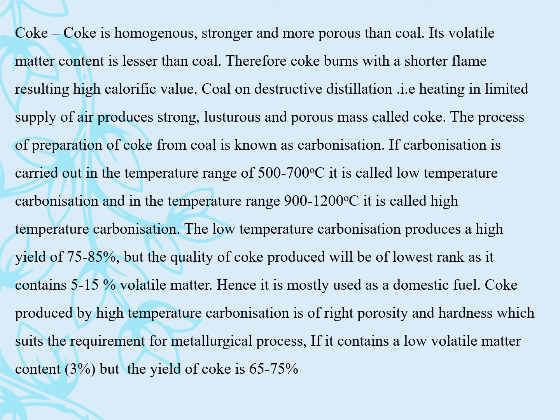So, if carbonization is carried out in the temperature range of 500 to 700 degrees centigrade, it is called low temperature carbonization, and in the temperature range of 900 to 1200 degrees centigrade, it is called high temperature carbonization. Now, the low temperature carbonization produces a high yield of nearly 75 to 85 percent, but the quality of coke produced will be of lowest rank as it contains 5 to 15 percent of volatile matter. Hence, it is mostly used only for domestic fuel.